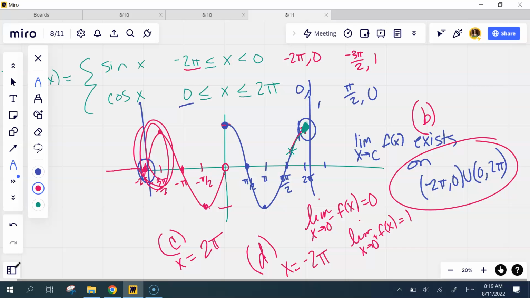What else? 73 is C. 74 is B. 75 is D. And 76 is C. Did y'all get those right? Yes. 74.